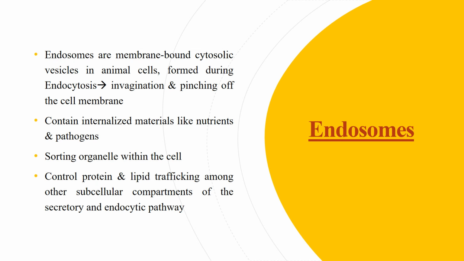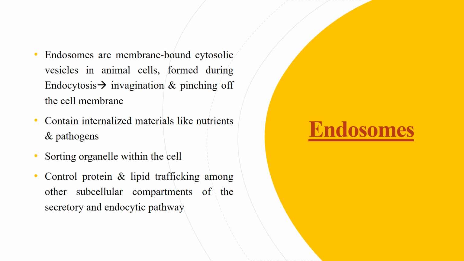Endosomes. Endosomes are membrane-bound cytosolic vesicles found in animal cells, which are formed during the process of endocytosis. To learn more about endocytosis, please follow the link in the description box. The endosome directs the vesicle by either fusing with them or pinching the plasma membrane. The internalized material usually contains nutrients in the form of proteins or pathogens such as bacteria.